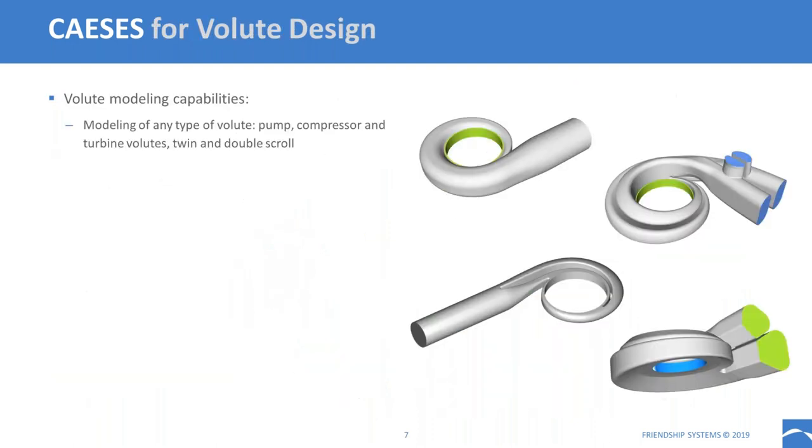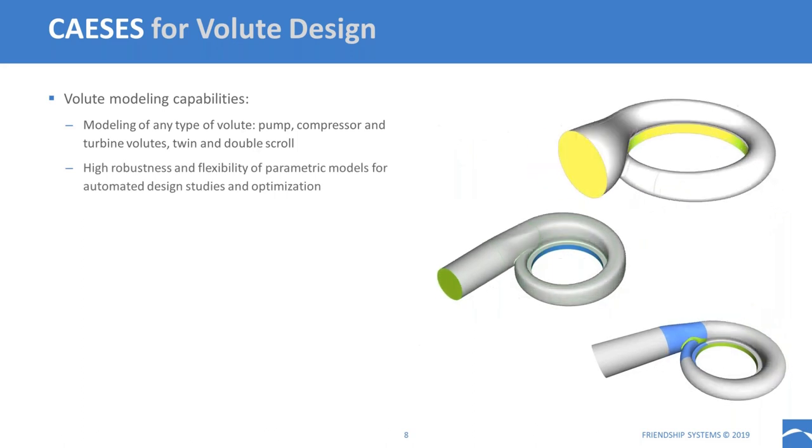So now I would like to focus a little bit on volute design. So what are specifically some key capabilities of CAESES for volute design? First of all, we can model any type of volute: pump, compressor, turbine volutes, all kinds of different configurations. So for example, twin or double scroll volutes, things like that. So there is no limitation in that.